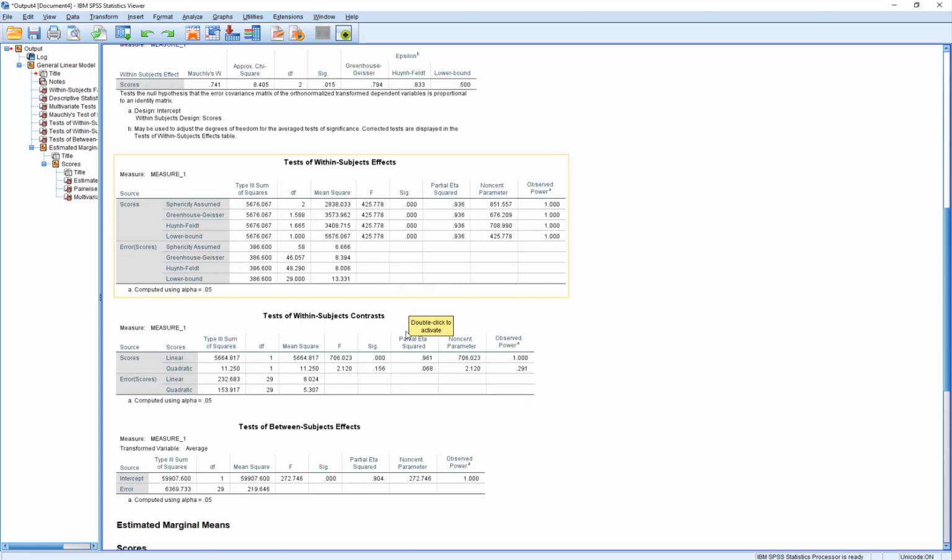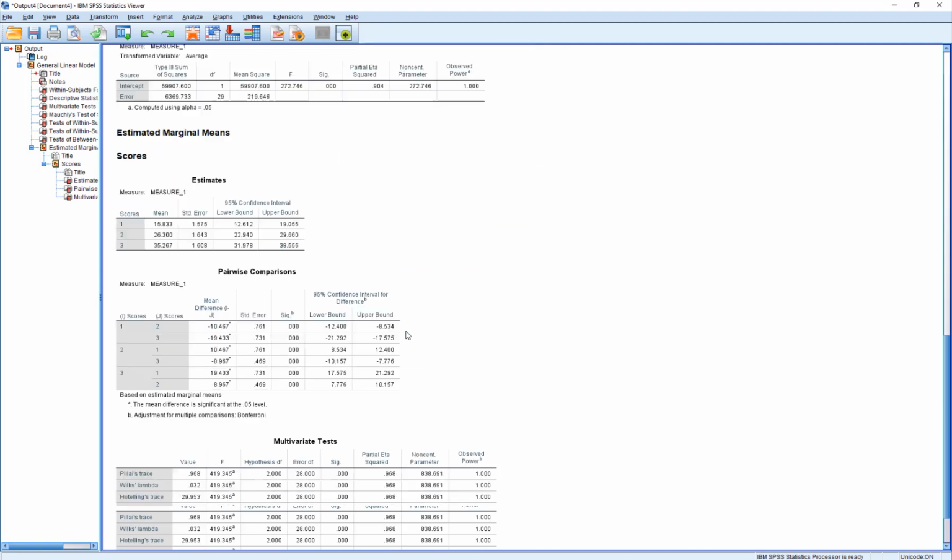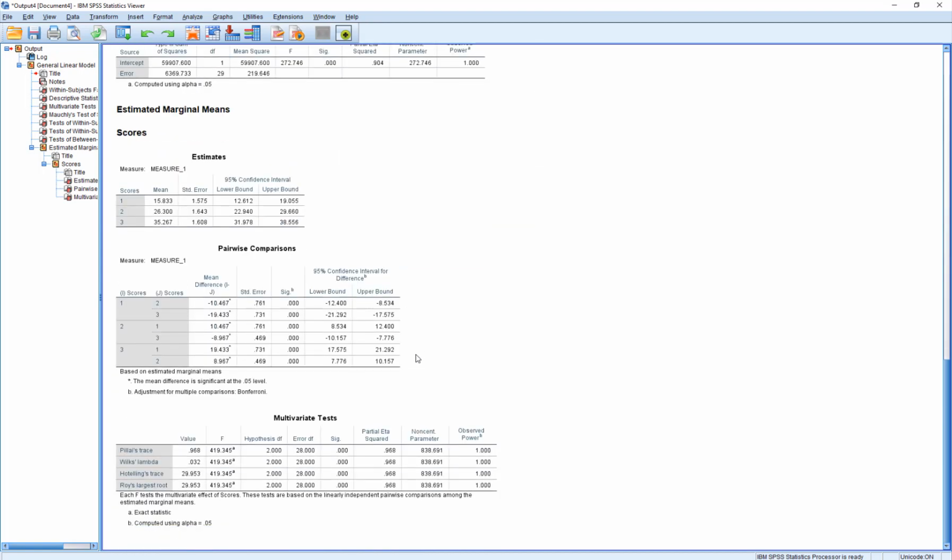We'll have to find the difference down here at the pairwise comparison table. Here we can see measure 1 for score 1, for score 2. So here's 1 to 2. There is a significant difference. 1 to 3, there's a significant difference, and 2 to 3, there is a significant difference. That tells us that there was a significant difference between all three scores. That is, score 1 was significantly different from score 2, was significantly different from score 3.